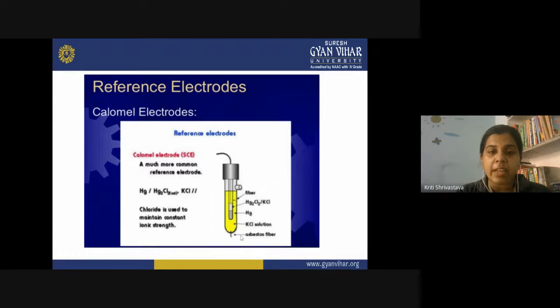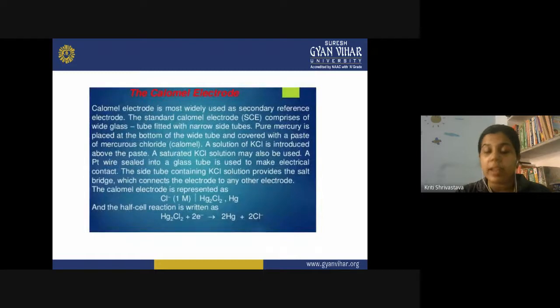This is a schematic diagram. So here you have mercurous chloride, and it is dipped inside KCl solution, and also mercury is present at the tip of it, and this is the connecting wire, and here we have an asbestos fiber. So this is the calomel electrode, known as the standard calomel electrode. It is most widely used as a secondary reference electrode.